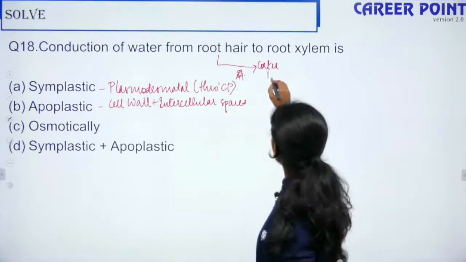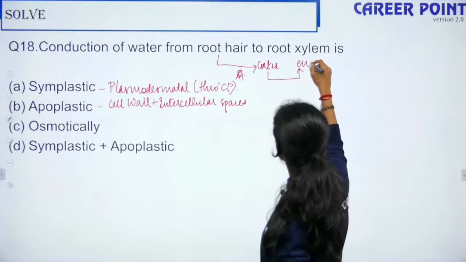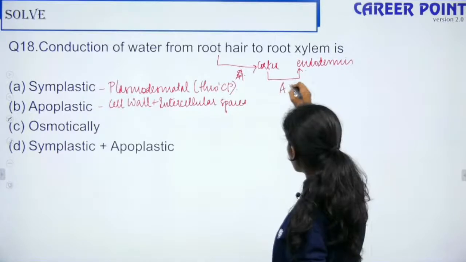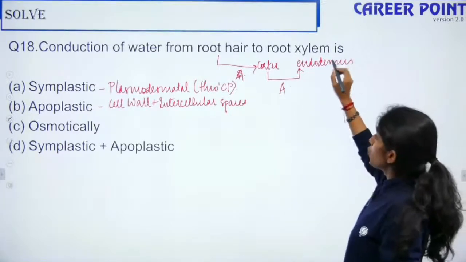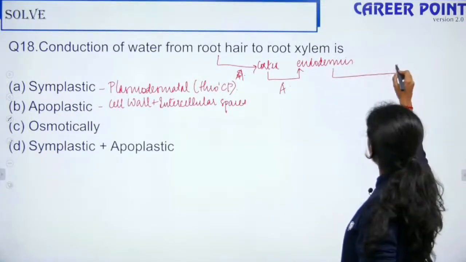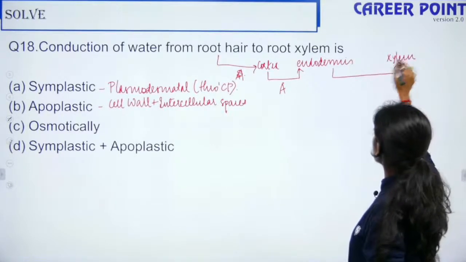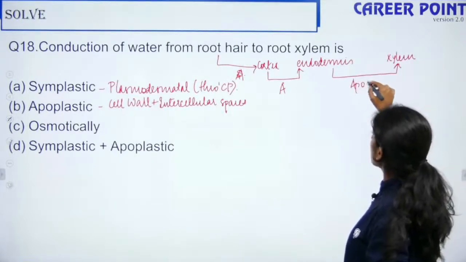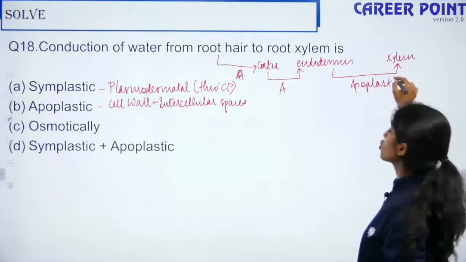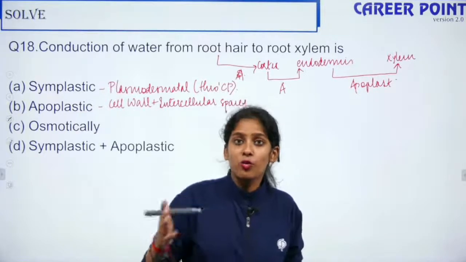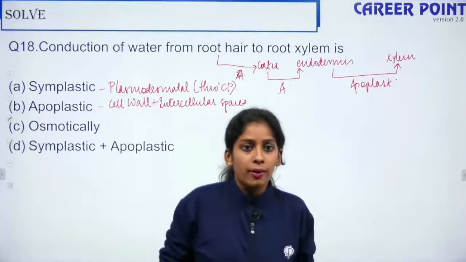So from cortex to your endodermis, again it is apoplast. But when it moves from your endodermis to your xylem, that is your vascular bundle, it has to choose the symplast way, because you have what are called Casparian strips, and your Casparian strips are very impervious to water, right?